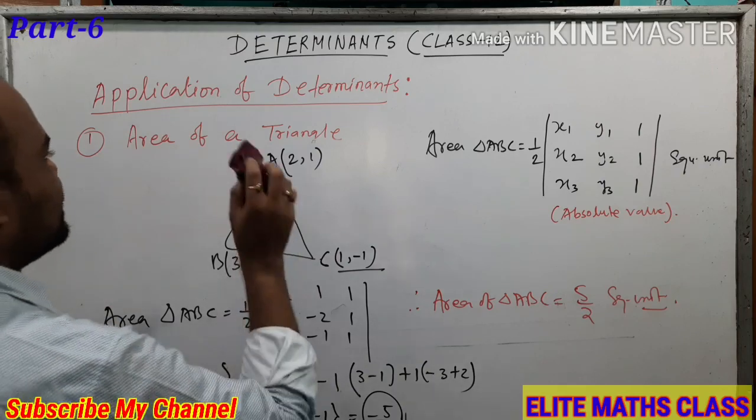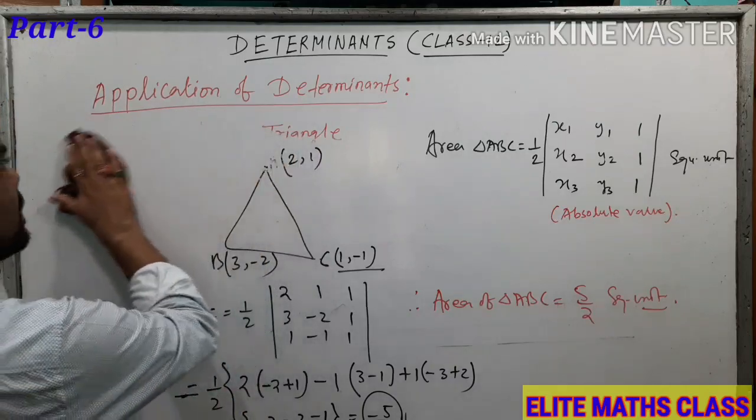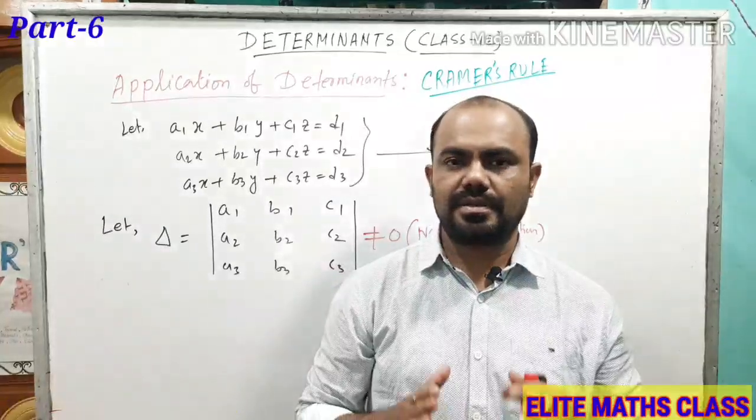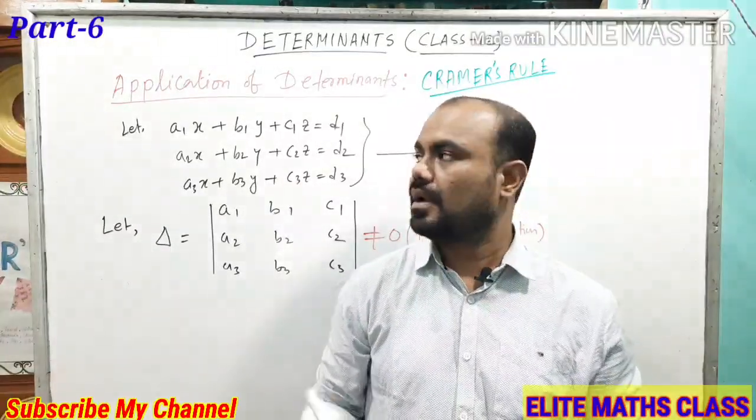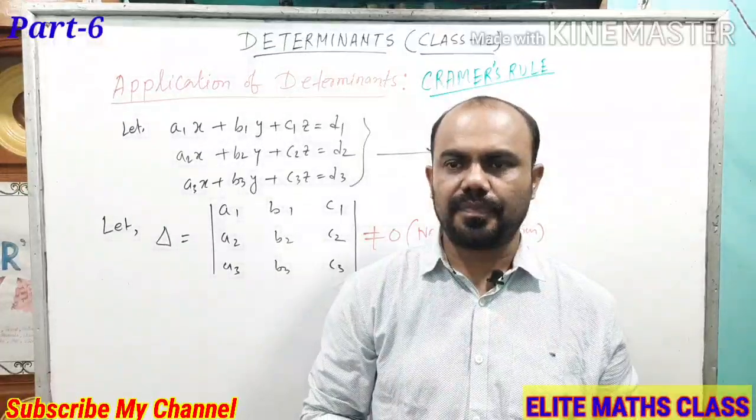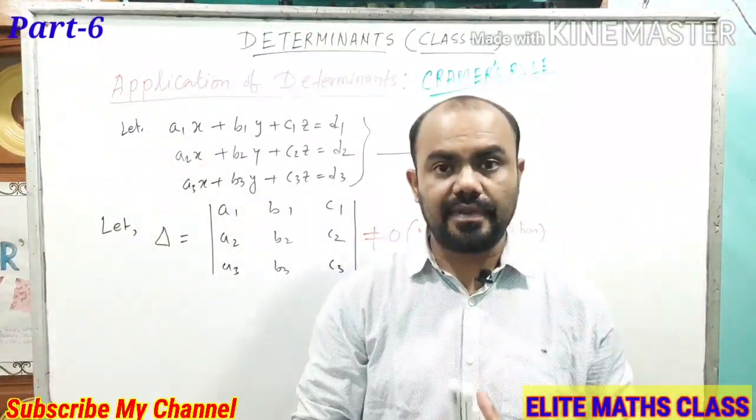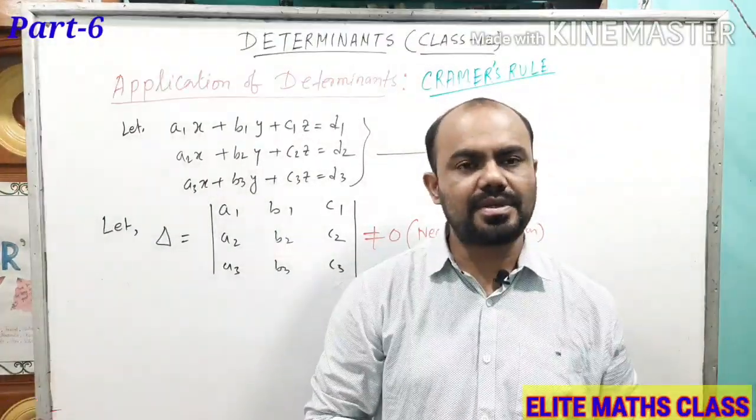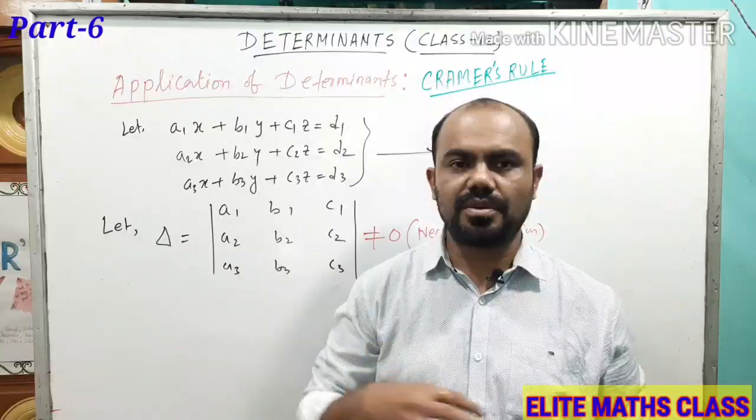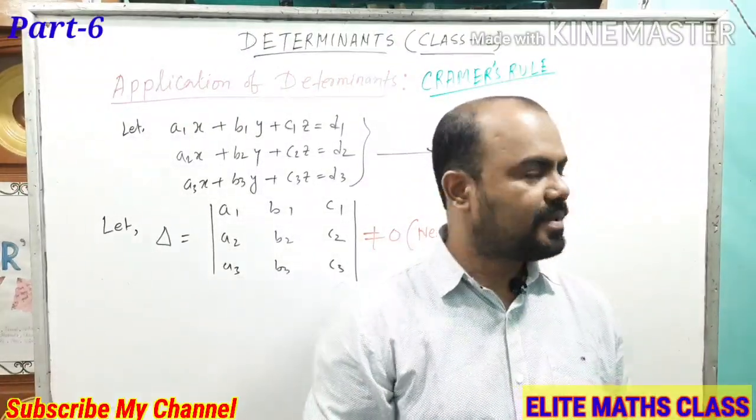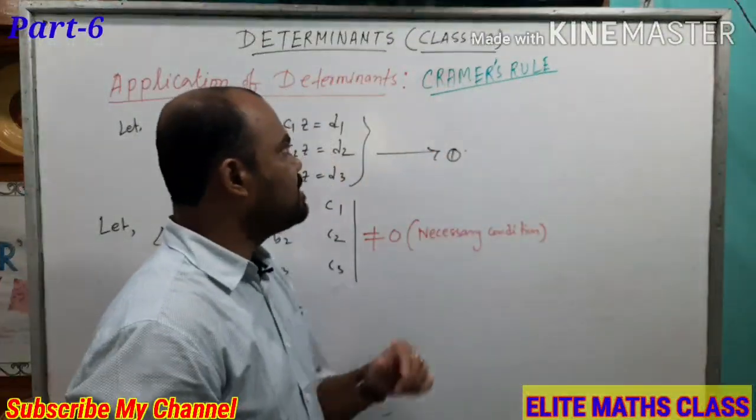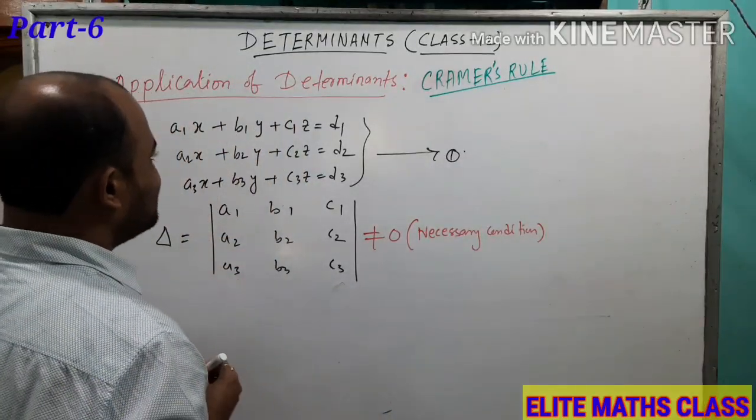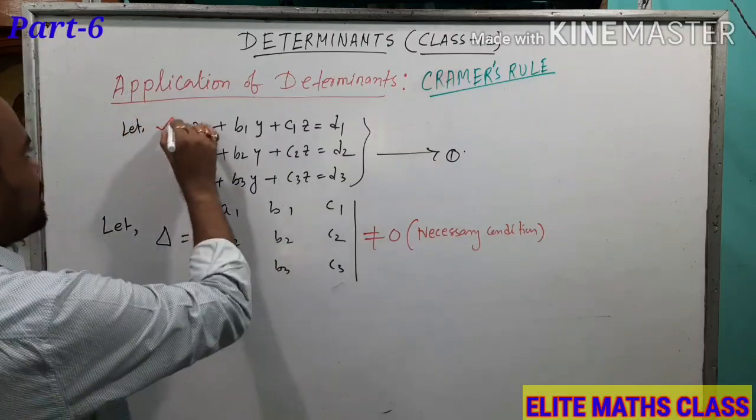Now let us see the second one, that is Cramer's rule. It is also another application of determinants. This is actually the process of solving a system of linear equations by using determinants. That method was introduced by the great mathematician Cramer. That's why this rule name is Cramer's rule. So before that, let us see what is a system of linear equations. See here, three equations are written.